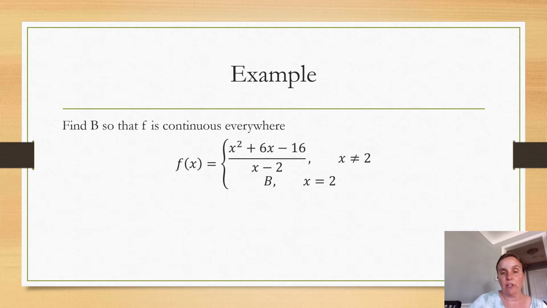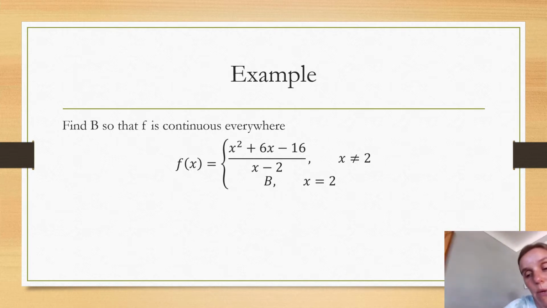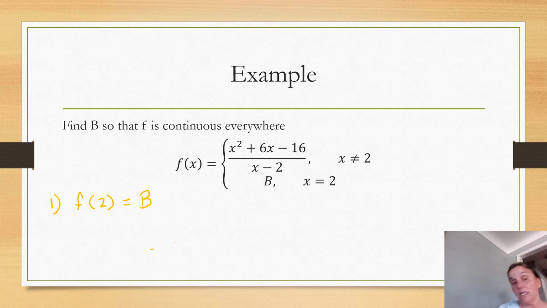So here's an example of a piecewise function. Well, it's a function that has a rational function, but it doesn't exist at x equal 2 because there's a hole there. So it's defined as b when x is equal to 2. So for part one of that continuity test, we know that f of 2 is equal to b. We know b exists, so that's a good start.